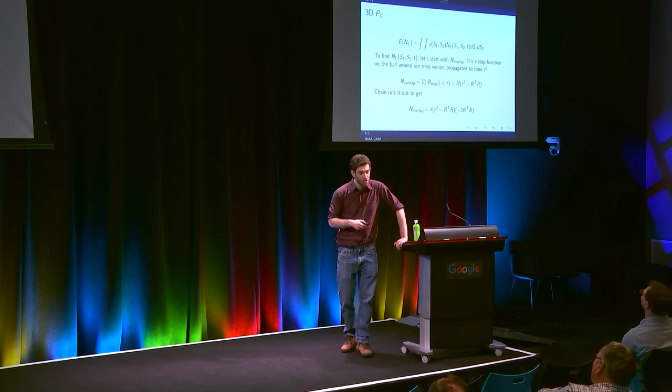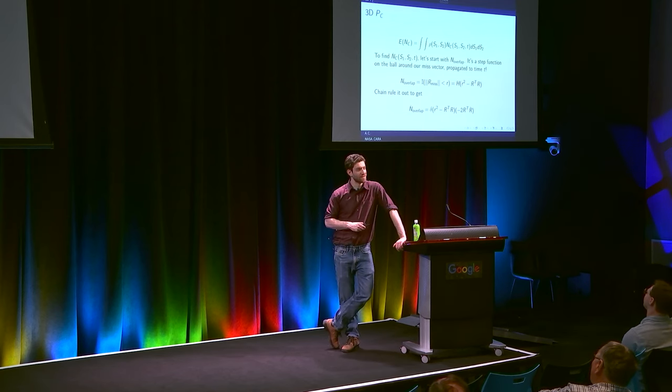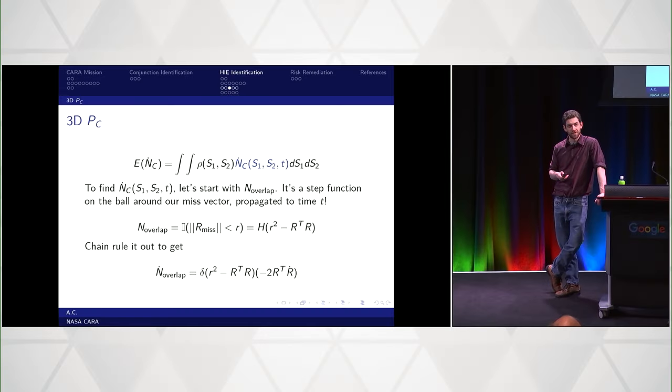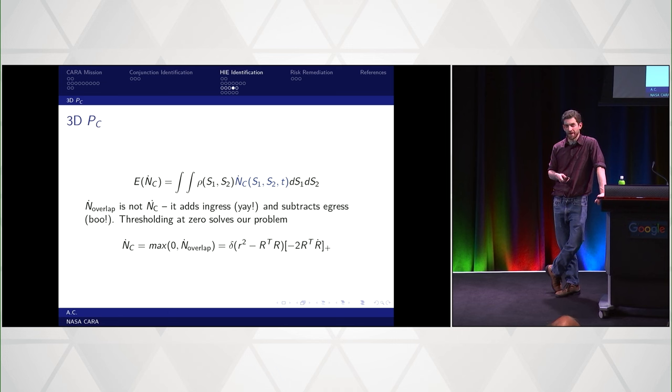So trusting that this magical Dirac delta exists, we can get a function, n dot overlap, which looks like that, and which is something we can slam into our integral, except we need n dot c, not n dot overlap. And n dot overlap, while close, is going to do something for us that we don't want. It's going to subtract egress from our collision ball, in addition to adding ingress. But that's actually a really easy fix. We just throw a threshold onto n dot overlap, and we get that function there, Dirac delta of r squared minus r transpose r, times minus 2 r transpose r dot, thresholded at 0. Bang, we have our interior.